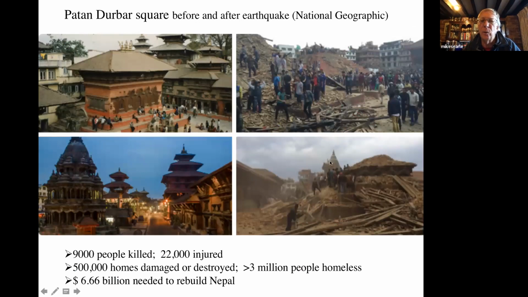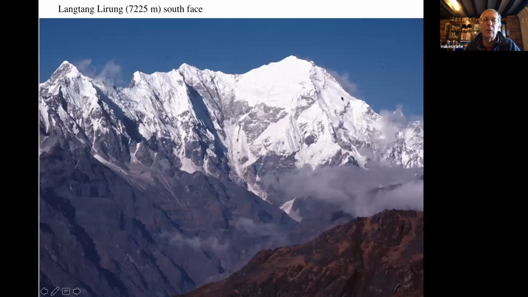There were old Newari temples in Durbar Square in Kathmandu that collapsed. Tragically, a lot of them have now been rebuilt through the UN, which is extremely good. Rebuilt in the old style again, which is also really important.